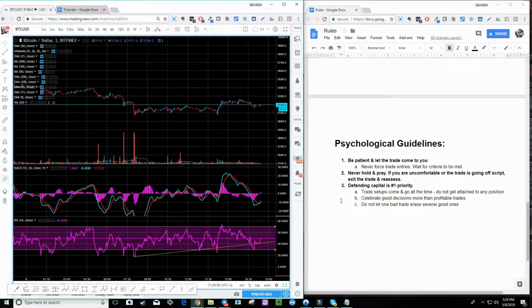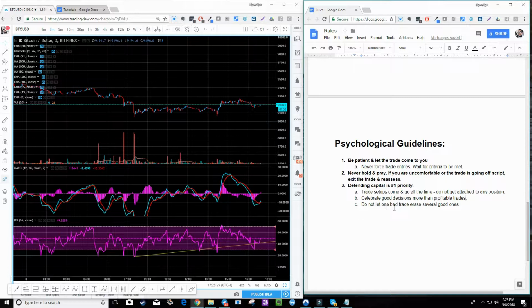And for me, I celebrate good decisions more than profitable trades. Sometimes no trade is the right trade. Sometimes closing a losing trade is the right decision. So don't just celebrate your profitable trades. Celebrate good decisions, because good decisions over time are going to make you profitable. And over the course of years, if you make a lot of good decisions, you will be friggin' rich.